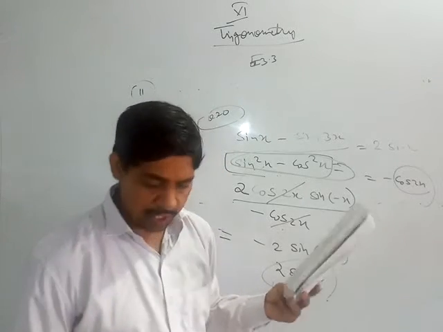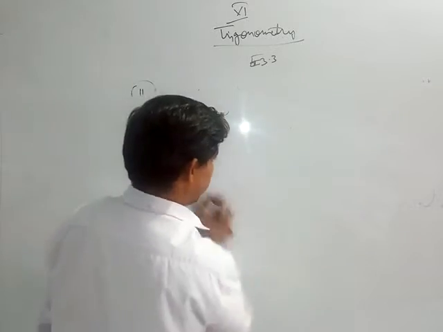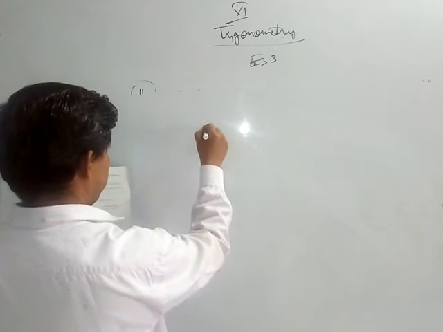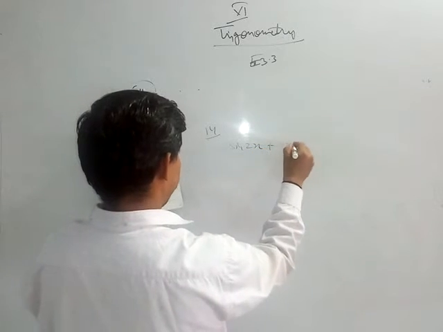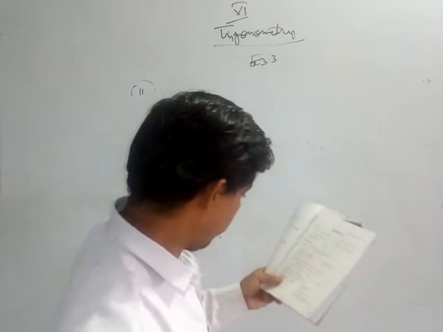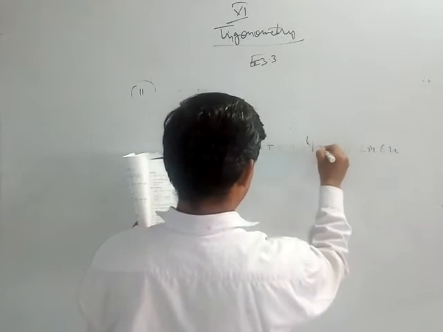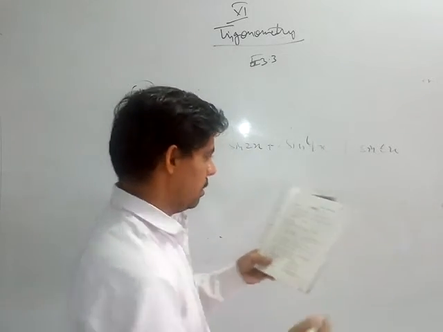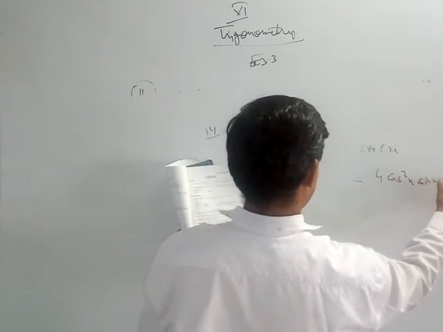I think question number 14 also, let's do one. Is it doable or not? Let's see. Question number 14 says sin 2x plus 2 sin 4x plus sin 6x is equal to 4 cos square x sin 4x. This you have to prove.